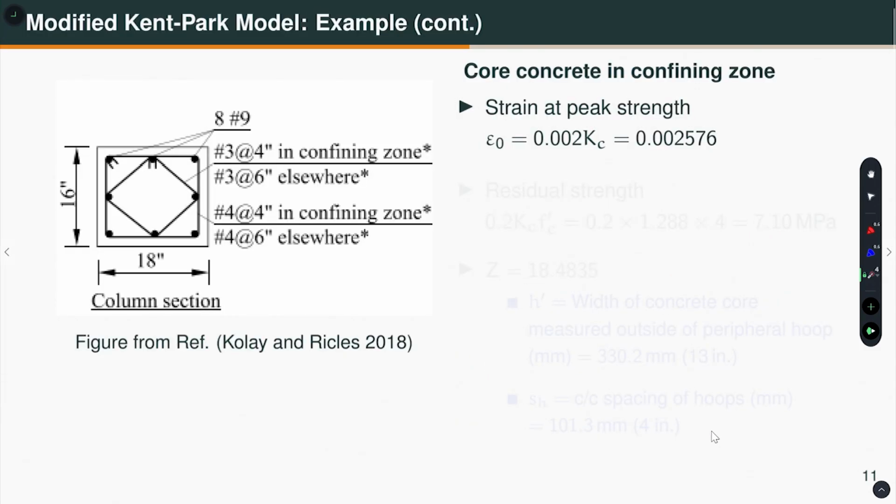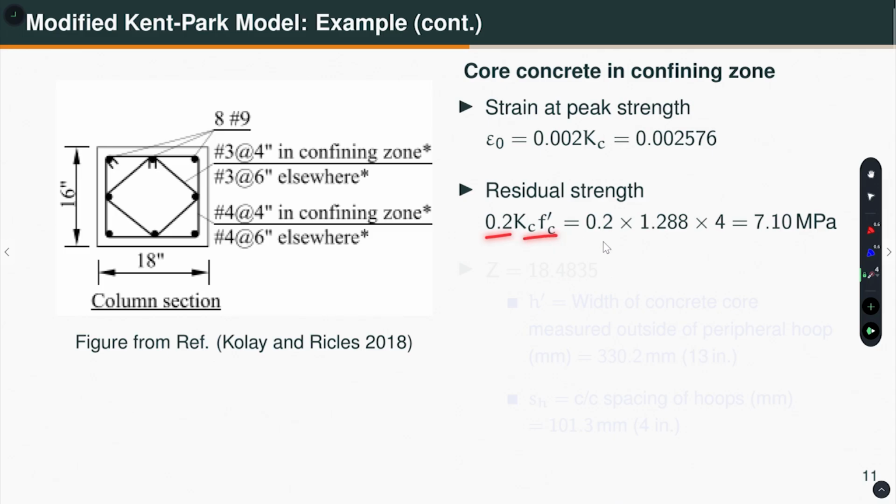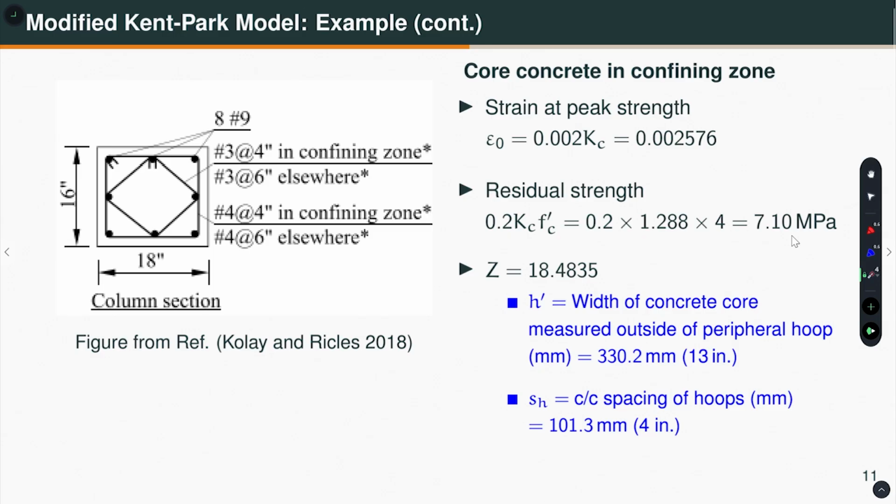Okay. Now, epsilon 0, like I said, 0.002 Kc, which is this much, right, and I can also calculate the residual strength, which is 0.2 into Kc into Fc prime, which is 7.10 MPa. And I can calculate also Z using that empirical equation. Everything is known except that I have to discuss what is H prime and what is SH. What is H prime? H prime is the width of concrete core measured outside of peripheral hoop. So, this is my outer hoop, right. So, what is H prime?